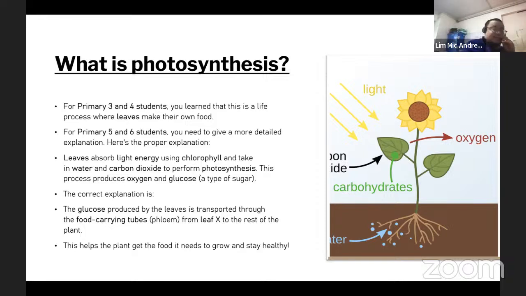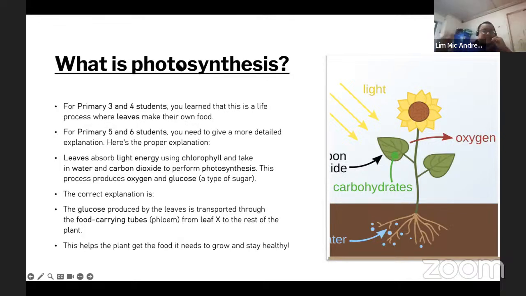What is photosynthesis? For primary 3 and primary 4 students, for 9 years old and 10 years old students, we learned that photosynthesis is a life process for the plant to make food, where their leaves make the food for the plants to eat or to use. For the P5 and P6 students, for those 11 and 12 years old, I'm so sorry, you are grown up. You are more mature than the 9 years old and 10 years old. You have to provide a detailed explanation if the teacher were to ask you this question in exam, be it in Singapore or Vietnam, or in fact the whole world.